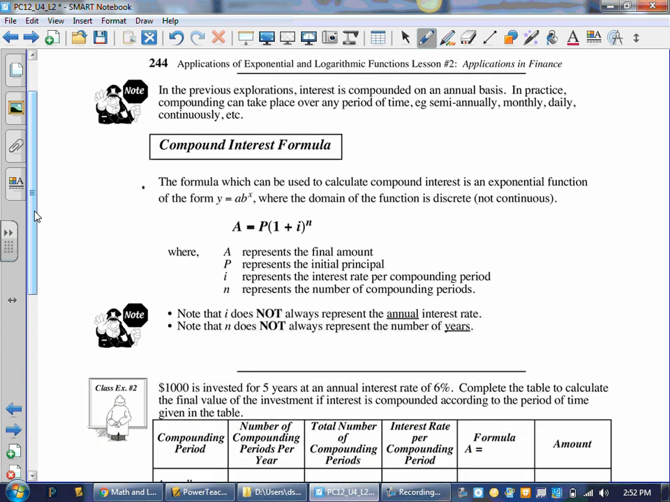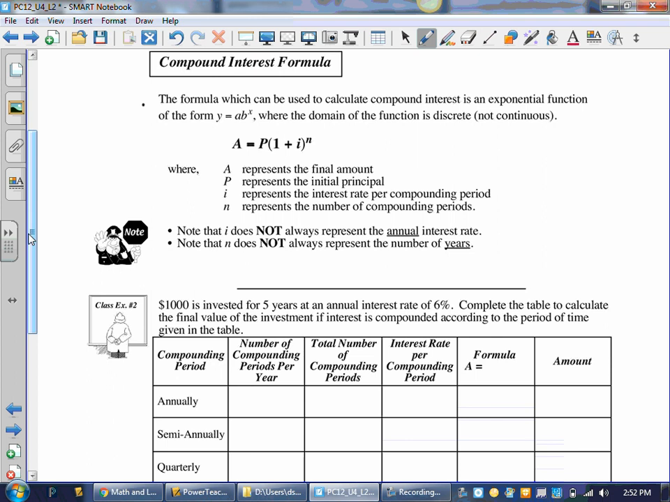In the previous explorations, interest is compounded on an annual basis. But in practice, compounding can take place over any period of time. You can compound it semi-annually, monthly, daily, or continuously, etc. What is super important to learn about this is that this little n is not the number of years. It is the number of compounding periods. I'll show you some examples of that, but that is the key to this. That's what you do not want to get wrong.